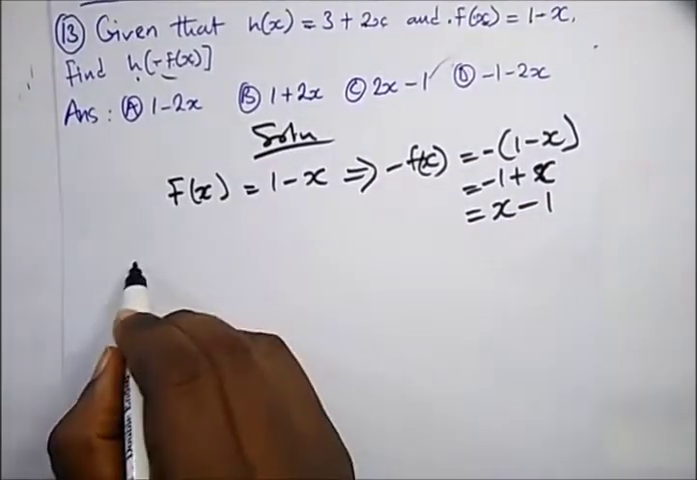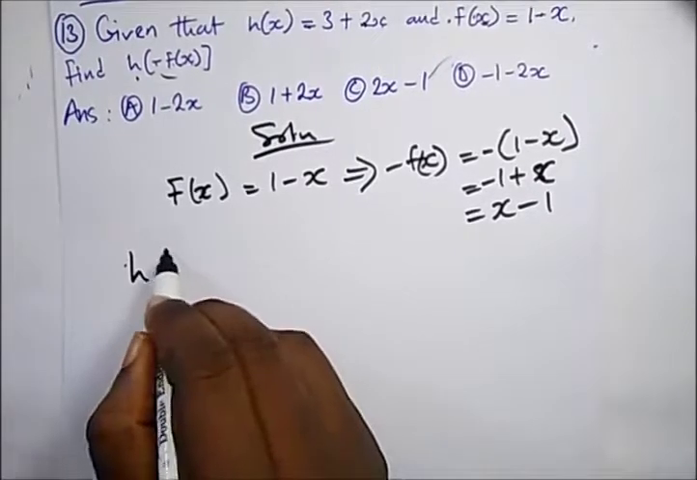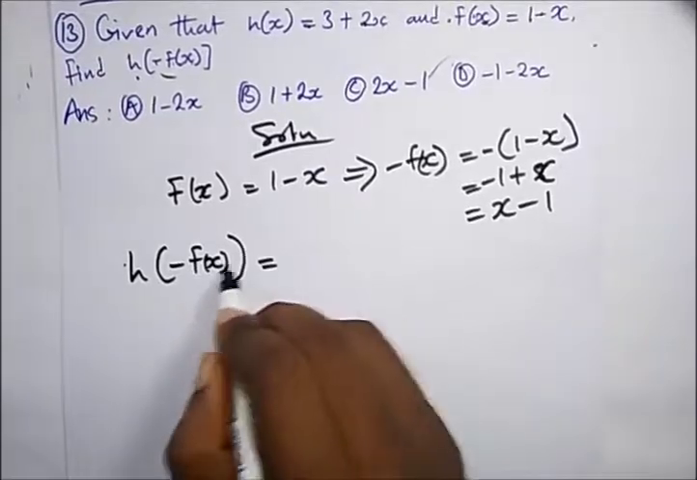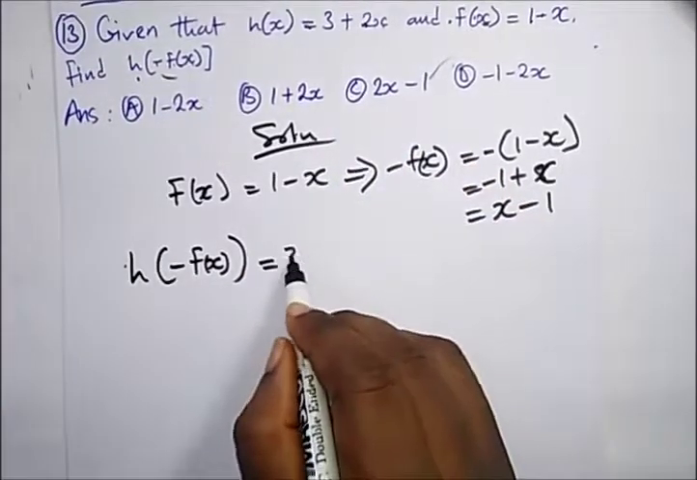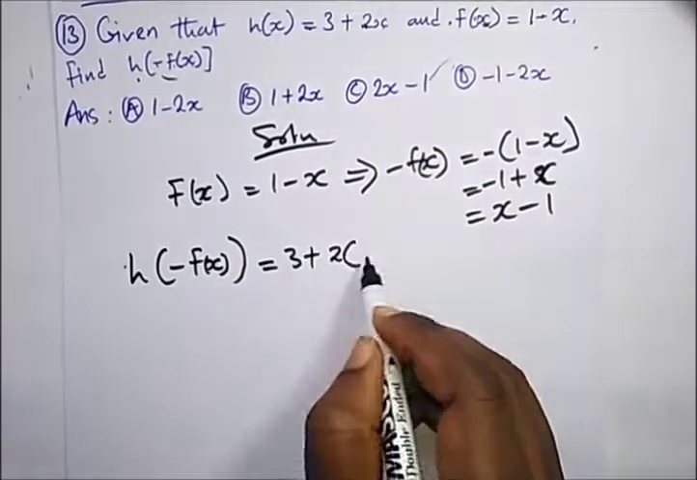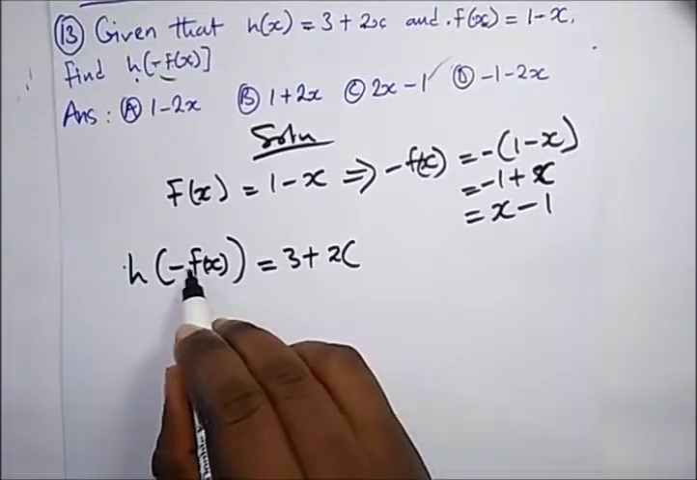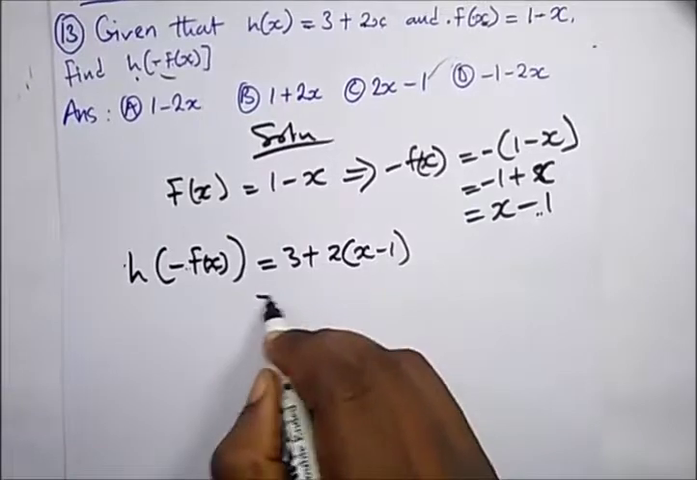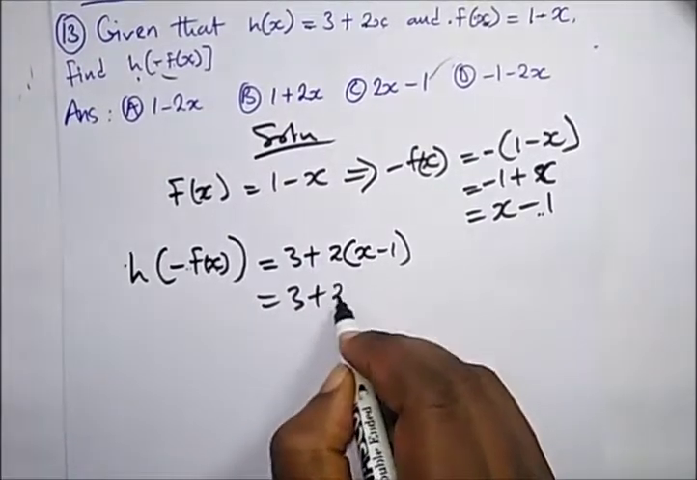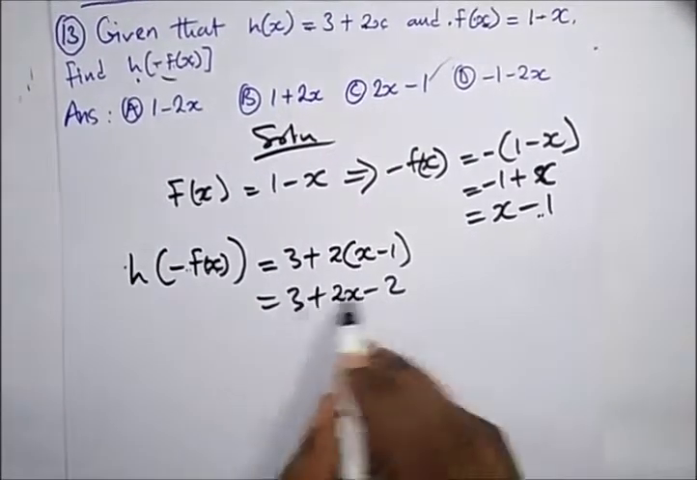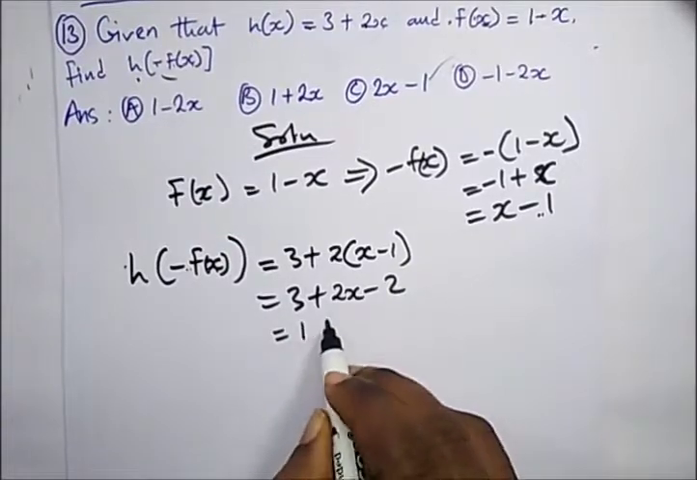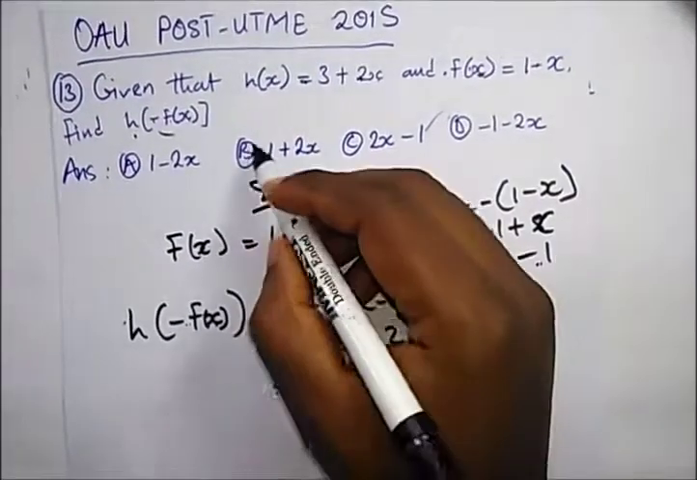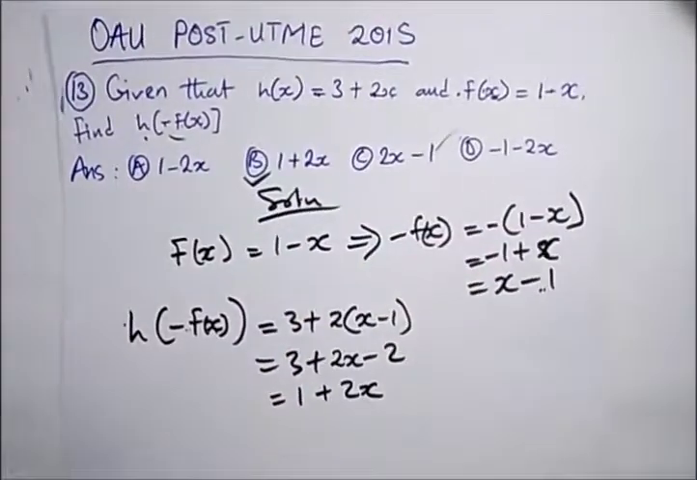So therefore, when we have this, what do we get? It would be 3 plus 2 brackets, our x will now be minus f(x), which is this. So put this in here. So we have 3 plus, open the bracket, 2x minus 2. And what's 3 minus 2? That is 1 plus 2x. And our right option here is option B.